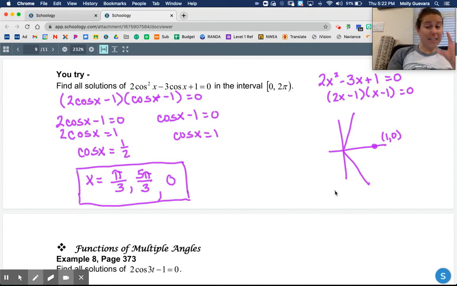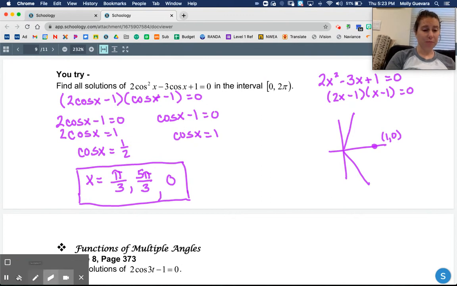Hopefully just getting exposed to all these different types of problems is helpful. We have a couple more types of problems to expose you to, and then we're going to do one problem on our graphing calculator, and then we'll be done.